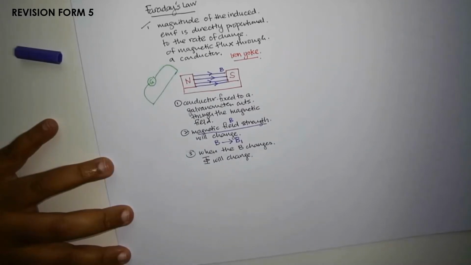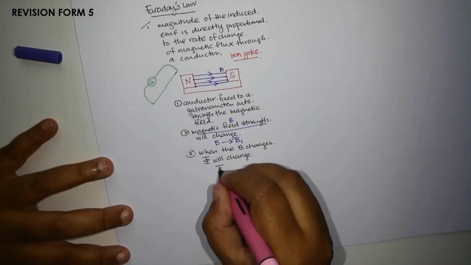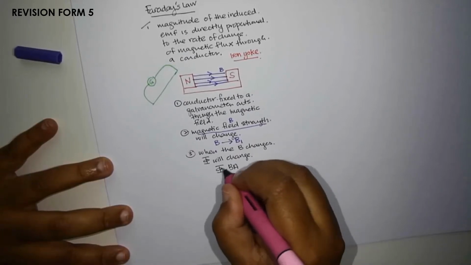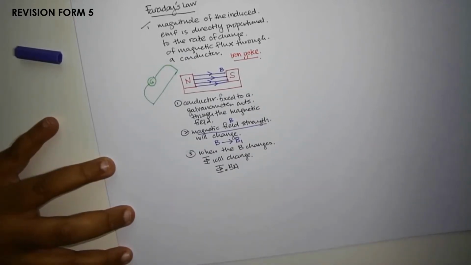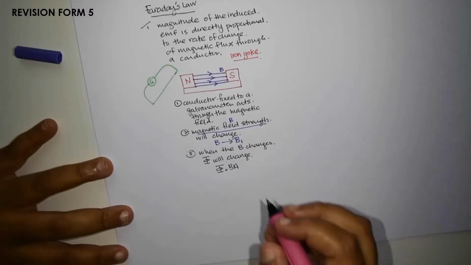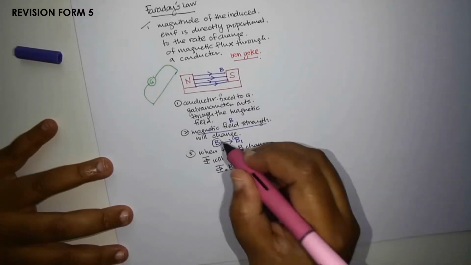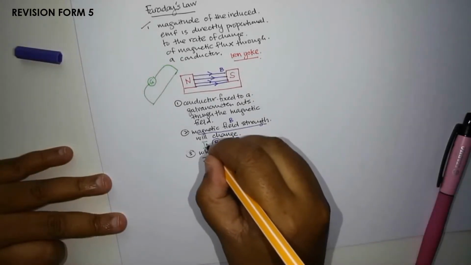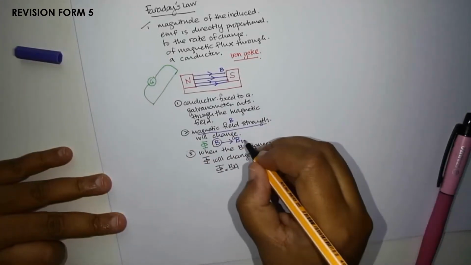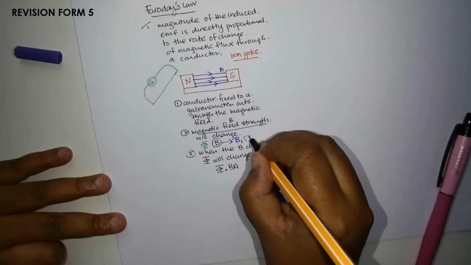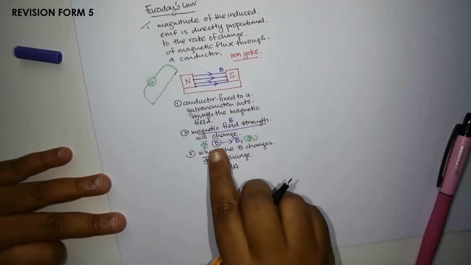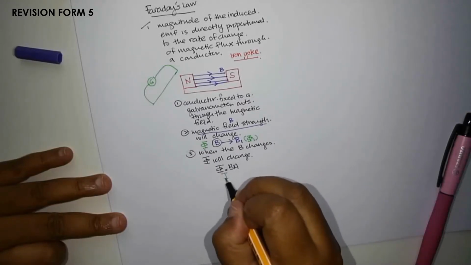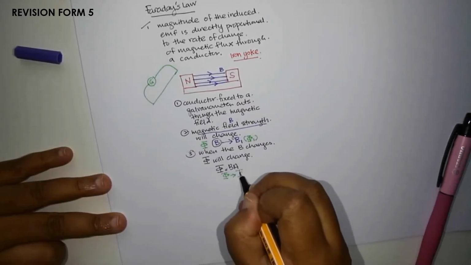Why does the magnetic flux change? Because magnetic flux equals BA. So when B changes, the magnetic flux will change. First, when it was B, the magnetic flux was phi. Then it changed to B1, so the magnetic flux is phi 1. So from B to B1 changed, so phi to phi 1 changed.